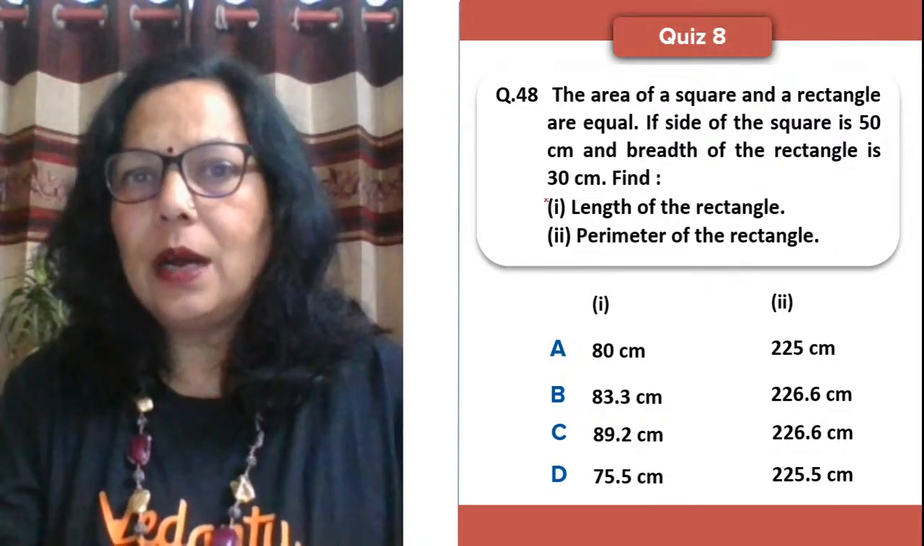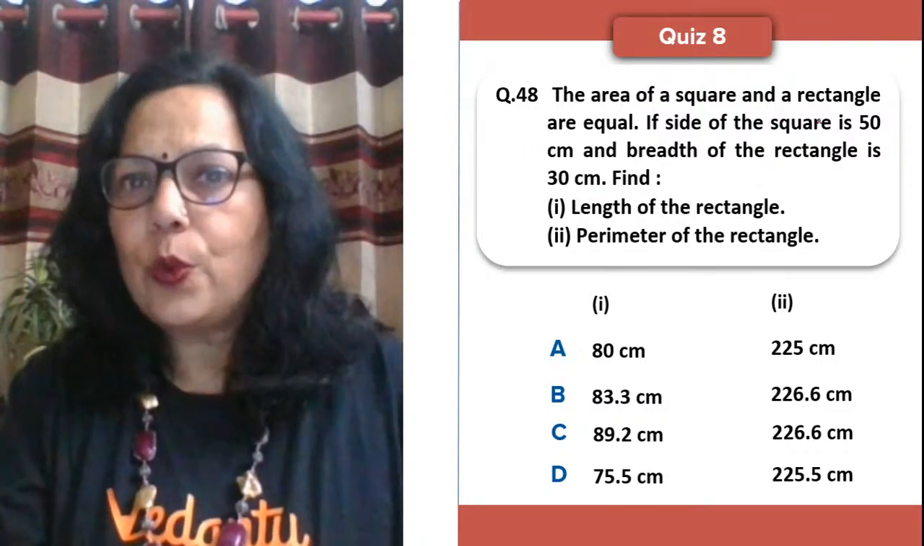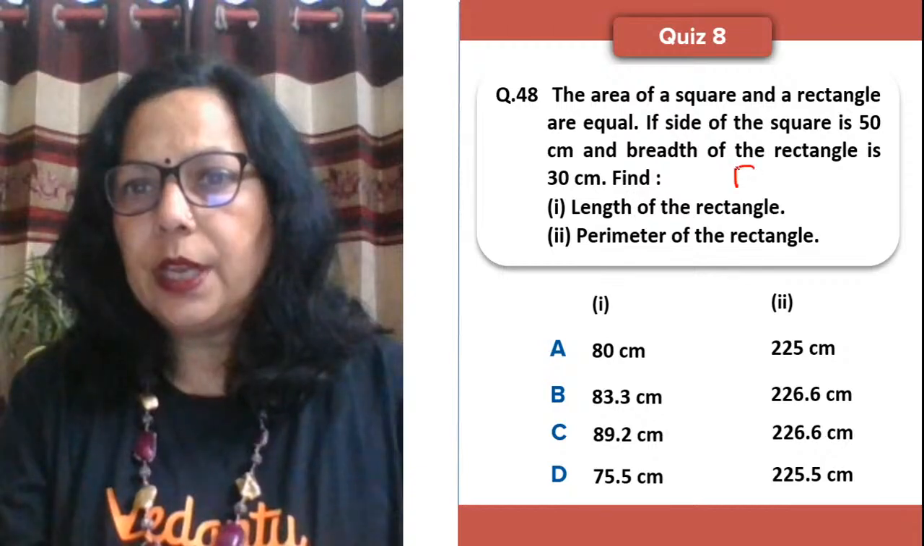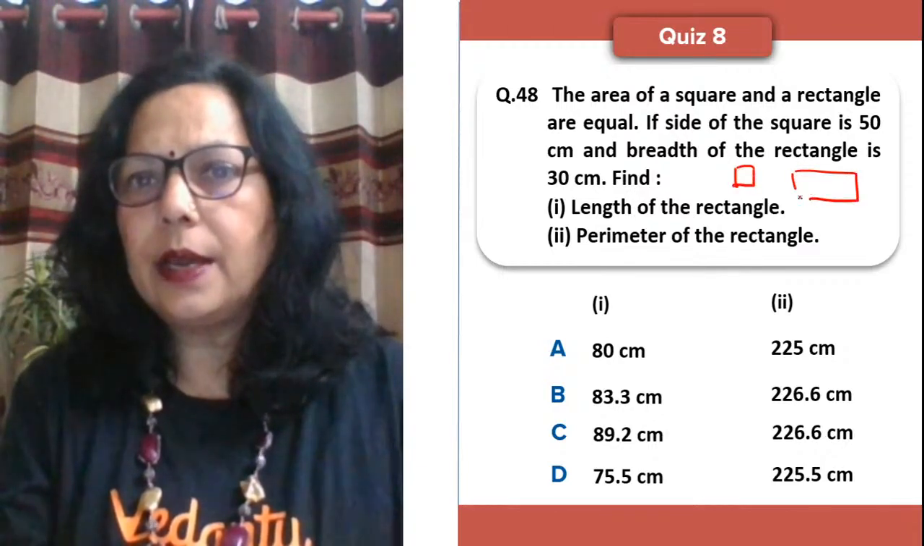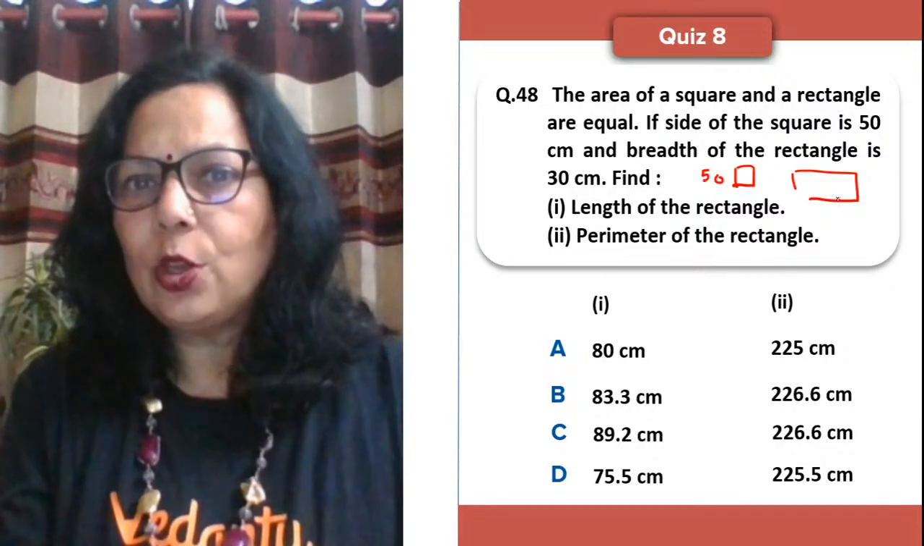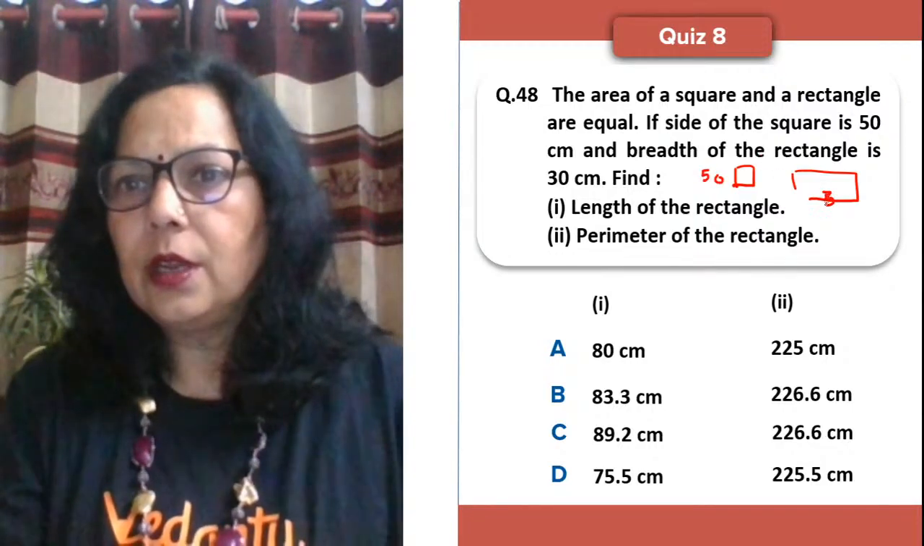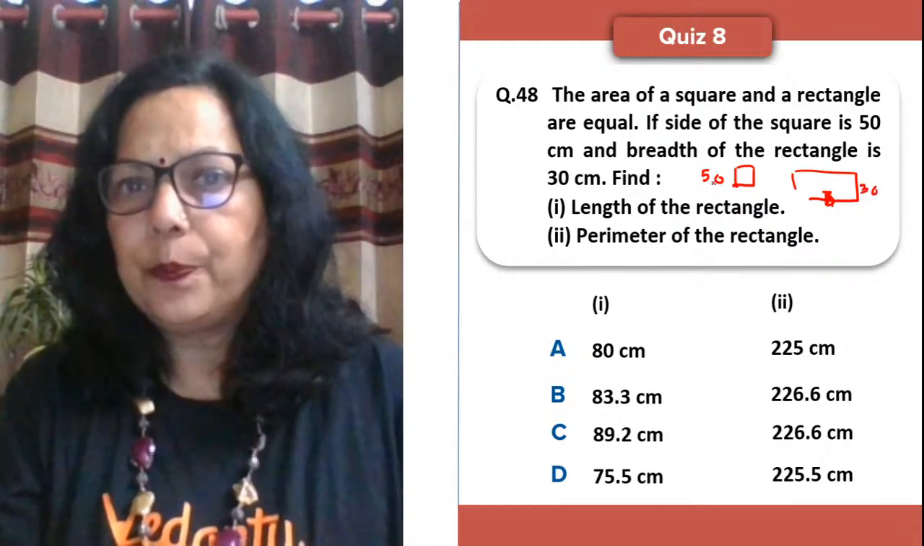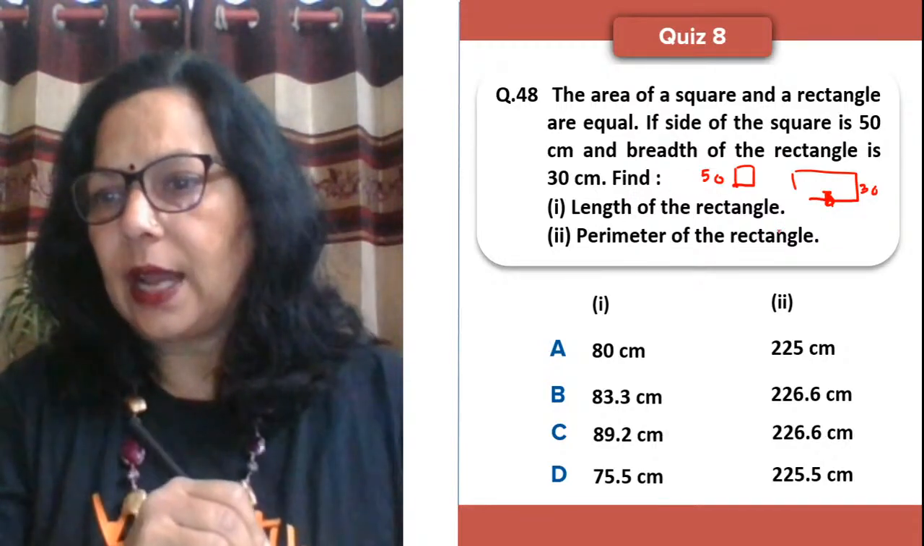Next comes: the areas of a square and a rectangle are equal. The side of the square is 50 and the breadth of the rectangle is 30. Find the length of the rectangle.